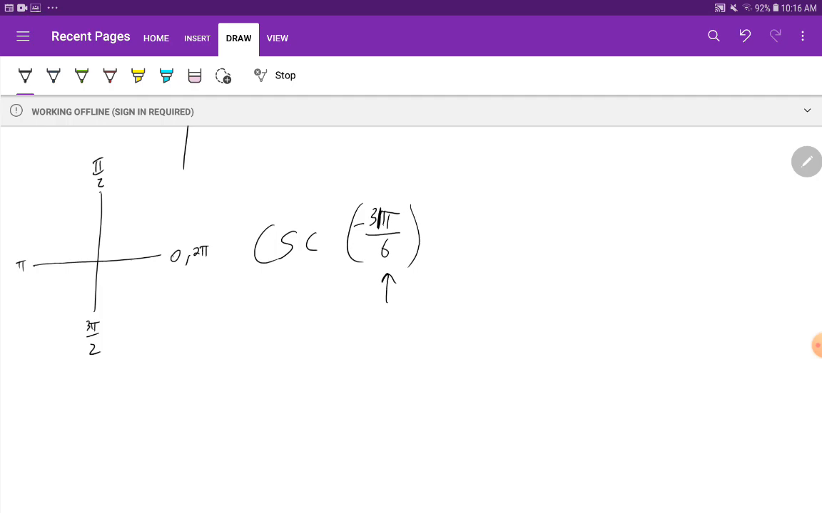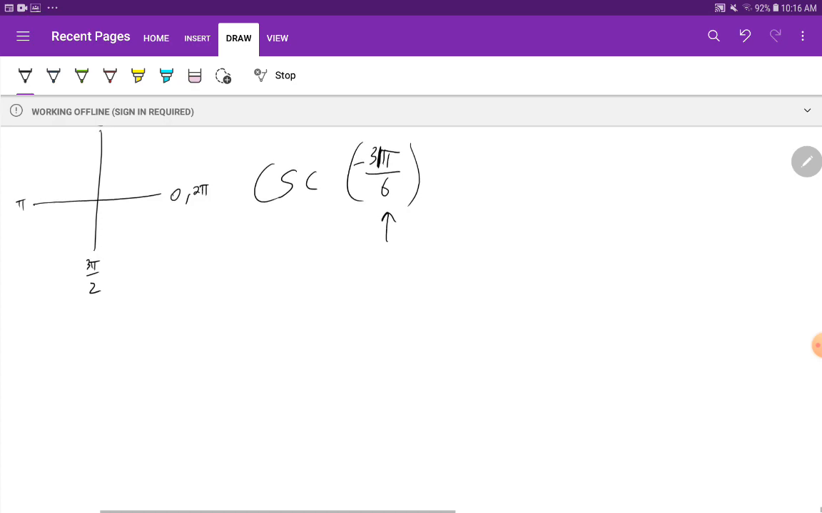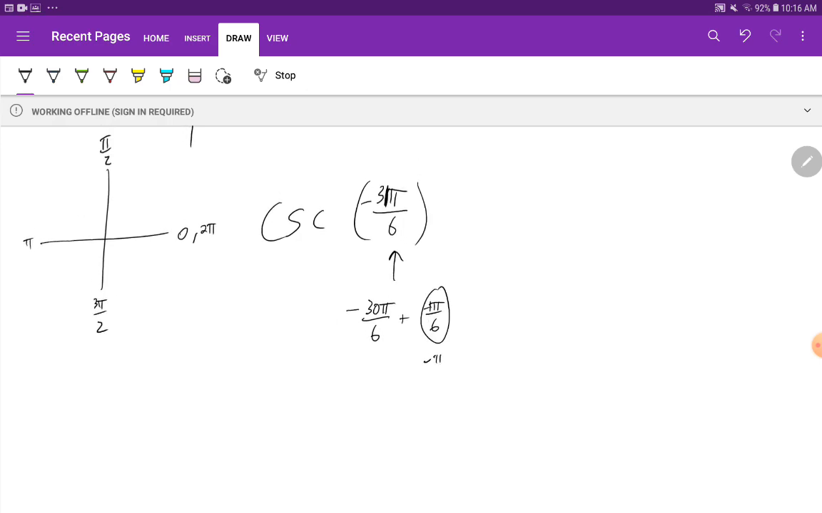Essentially you're trying to see how many pi's are in this thing, like in the last one, how many 360s were in 630. We're trying to see how many 2 pi's are in this thing. So all I have to do is rewrite this. This becomes negative 30 pi over 6 plus negative 1 pi over 6, because that gets me negative 31 pi over 6. So this guy right here is negative pi over 6.